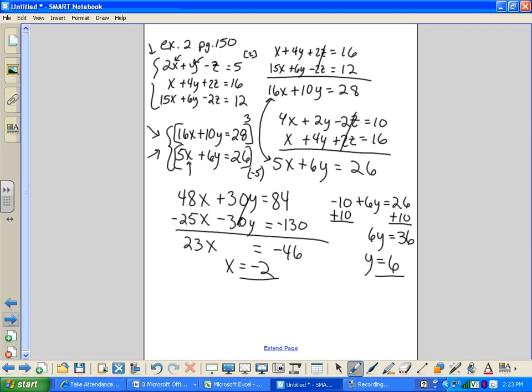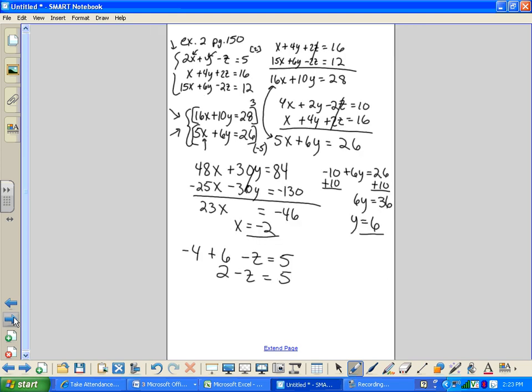So 2 times negative 2, that's going to give me negative 4, and then plus 6, now minus z equals 5. So negative 4 and 6 would give me a 2. So 2 minus z equals 5. So we'll subtract 2 from both sides here now. So we'll get negative z equals 3. So z would be negative 3.